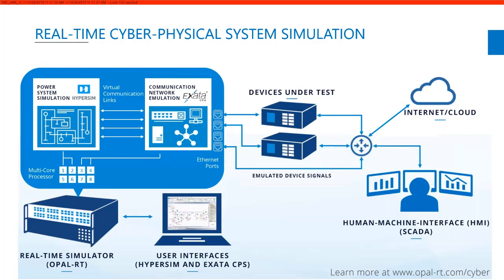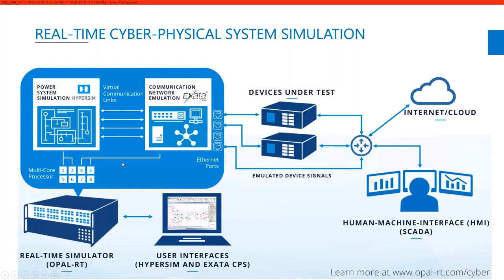So this here is the solution that we've been working on together. You see on the left side, we have HyperSim for the power grid. On the right side here, we have Exata CPS that's running the communication network emulation. And both communicate together via a virtual communication link as they are running on the same target simulator. So to achieve real-time performance, each of the two tools are running on dedicated cores.